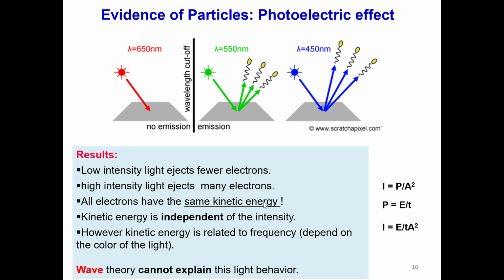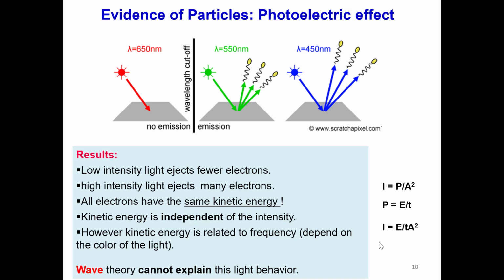If they had different intensity, they would have different energy, so the wave theory of light cannot explain why, if you radiate the material with low intensity light and high intensity light, you get the same kinetic energy. In the case of a wave, for example sound, the energy depends on the intensity.